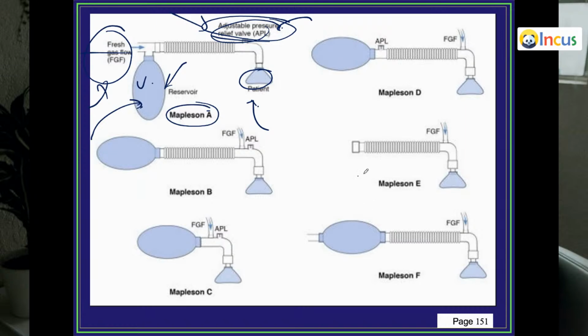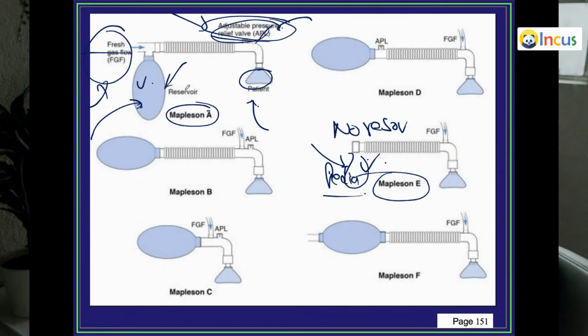But if you take the Mapleson E, what are you observing? No reservoir bag. That is the specialty of Mapleson E. Typically, the Mapleson E is used in pediatric patients. So pediatric kids don't need the bag. That's what you need to remember. Then where is the APL located? That is, first fresh gas flow, then bag, then APL, then patient, right?